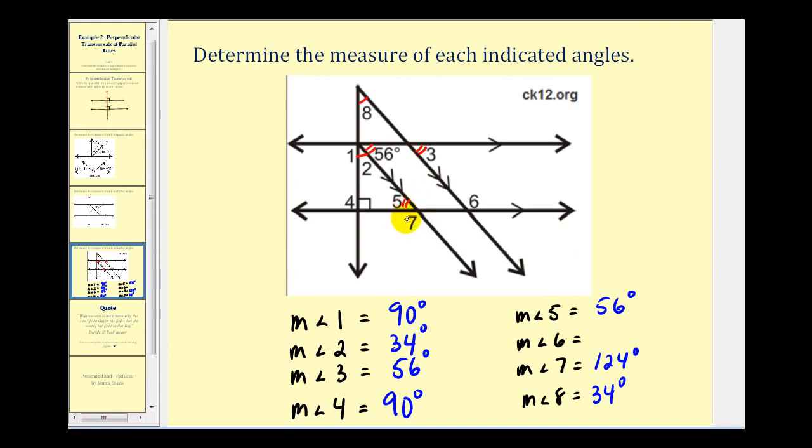And then notice that angle 6 and angle 7 are alternate exterior angles using these slanted parallel lines, and therefore they're congruent. So the measure of angle 7 was 124 degrees. Therefore that's the measure of angle 6 as well. And now we have the measure of each angle.